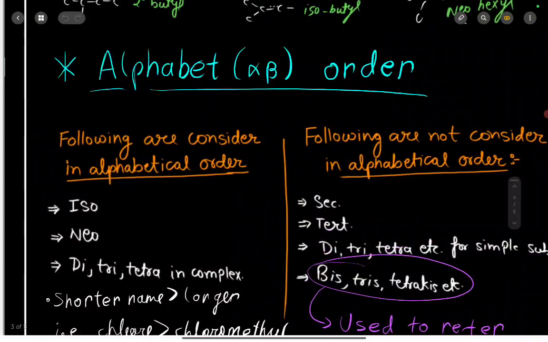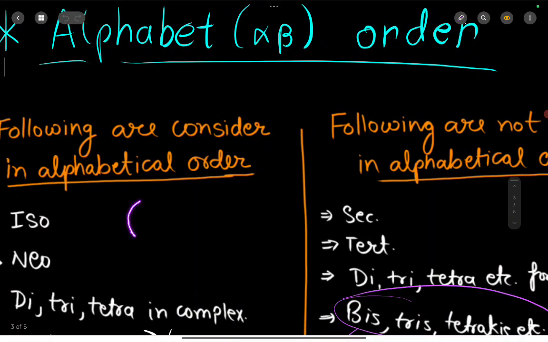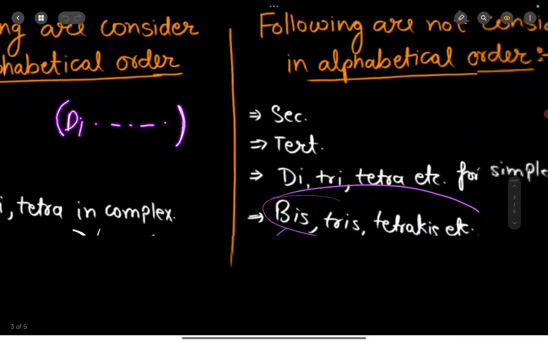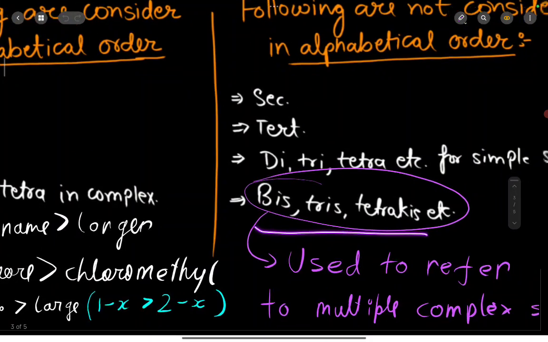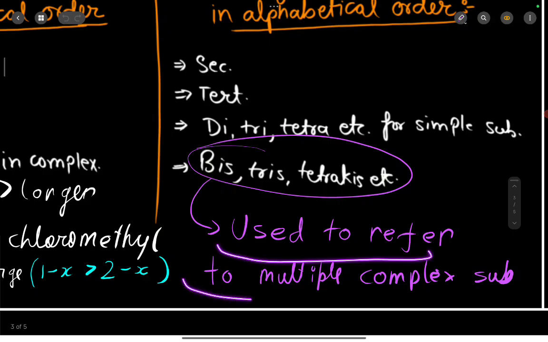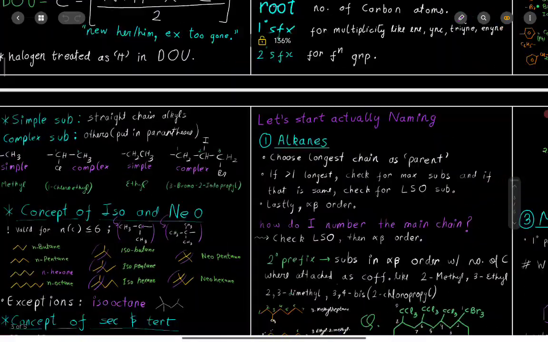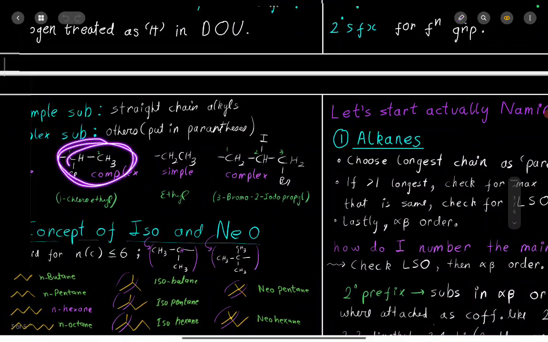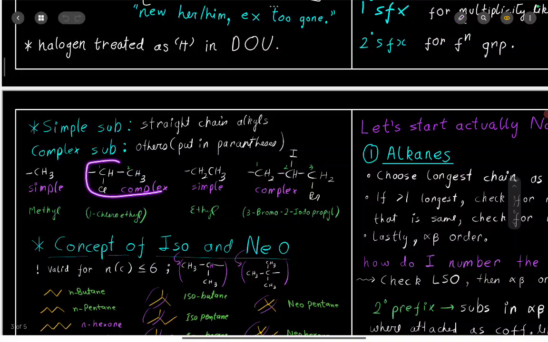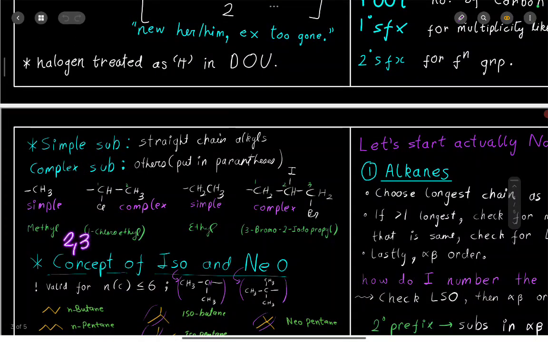Why so? Because in complex substituents, the di will be under the bracket, and if there are multiple complex substituents, we instead use bis, tris, and tetrakis. They are used to refer to multiple complex substituents. For example, say this substituent is there, and another one of these substituents is joined to the main chain, like one of these is bonded here and another is bonded here. So we will say 2,3-bis(name of this complex substituent)butane.